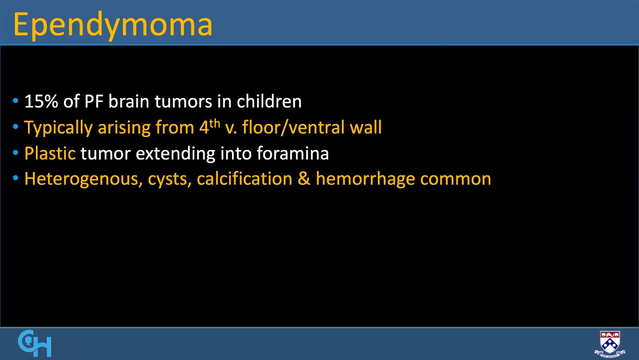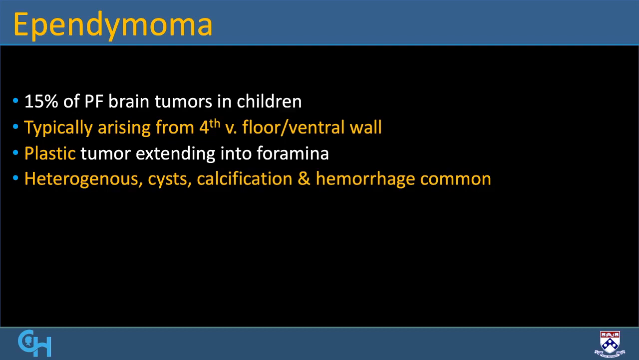These account for about 15% of pediatric posterior fossa brain tumors. And typical location is the fourth ventricle. And in contrast to the medulloblastoma, ependymomas arise from the floor or the ventral wall of the fourth ventricle. These tumors are moderately cellular, and the ependymomas have a sort of plastic nature to them, and they easily move and extend into the foramina of the fourth ventricle, the midline foramina of Magendie, or lateral recess of the fourth ventricle, which are the foramina of Luschka.